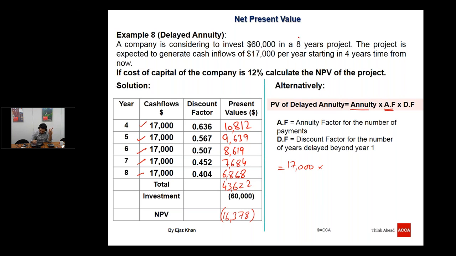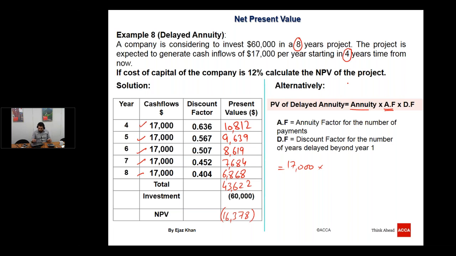well. It's an 8-year project, and it starts from year 4. So for the first 3 years, you won't get anything. So if we subtract 3 from 8, we get 5. So it means for 5 years, we will be getting cash flows. So the number of payments can be calculated in this way as well.